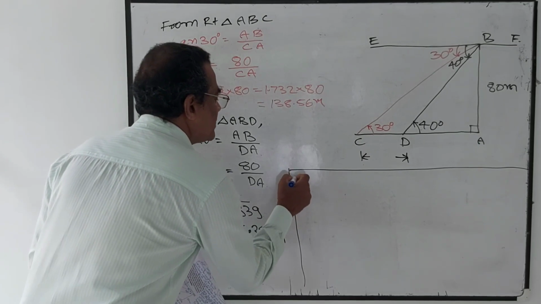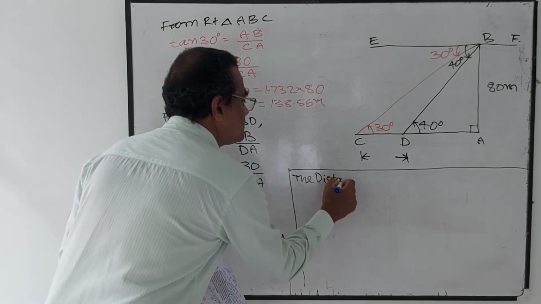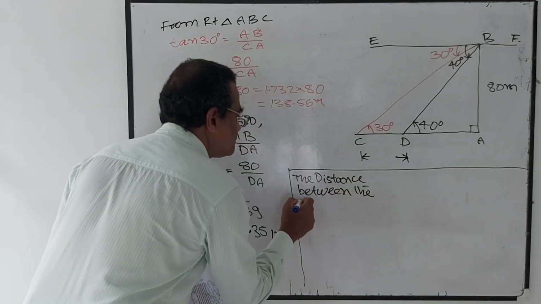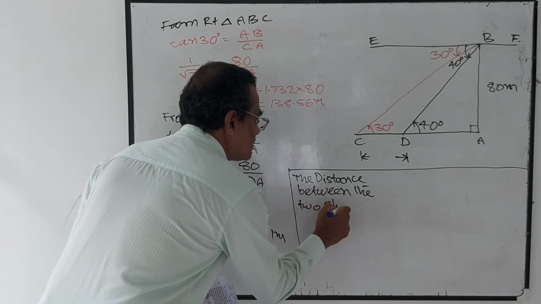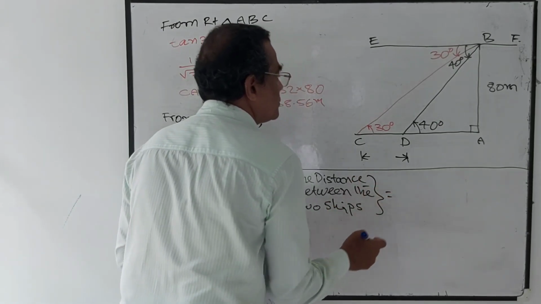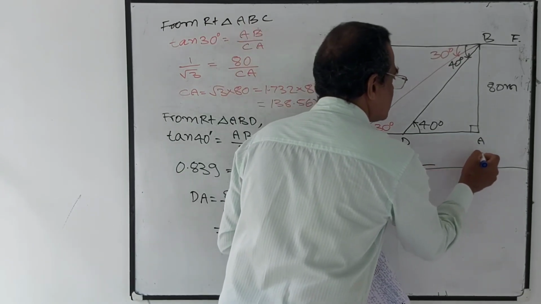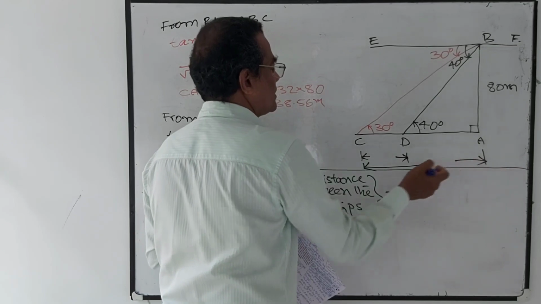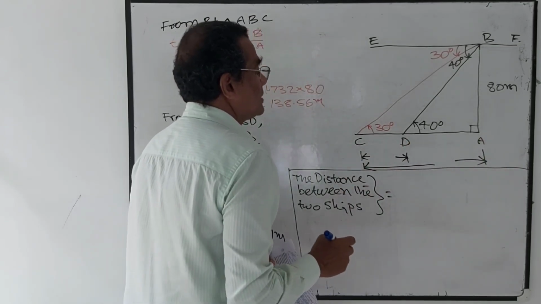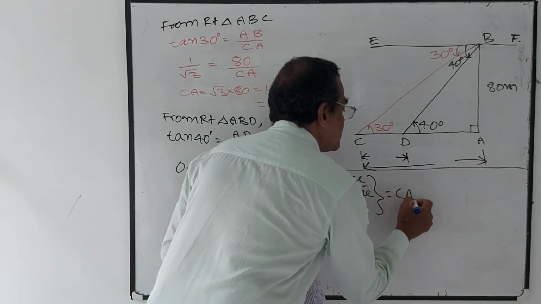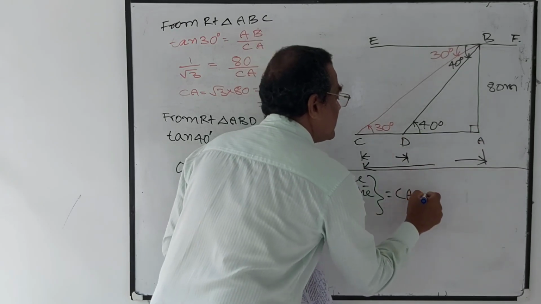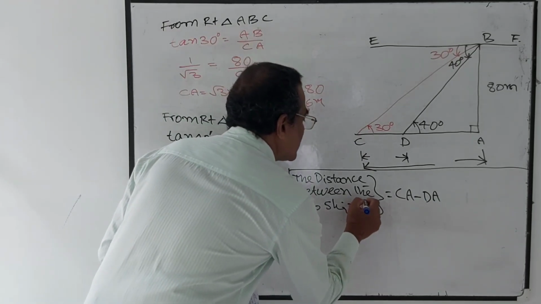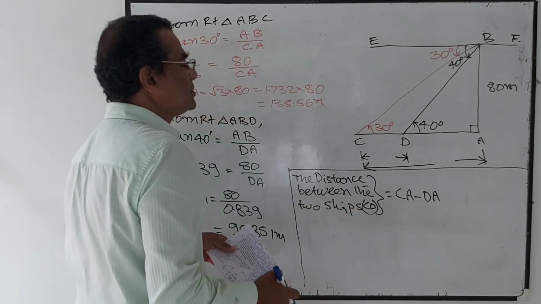Now we can make the subtraction. The distance between the two ships will be equal to, this is the whole distance. From this whole distance, deduct DA, so you will get CD. That is, the whole distance CA minus this distance DA, so that you will get CD. The distance between the two ships we can write as CD, equal to CA minus DA.